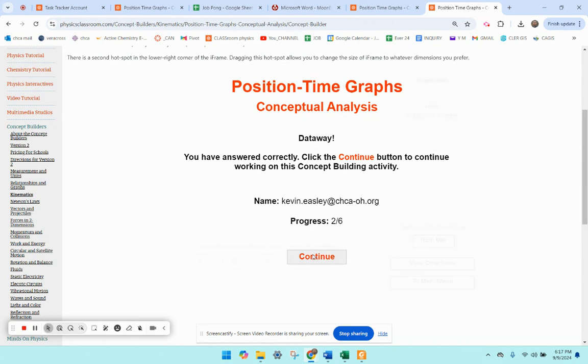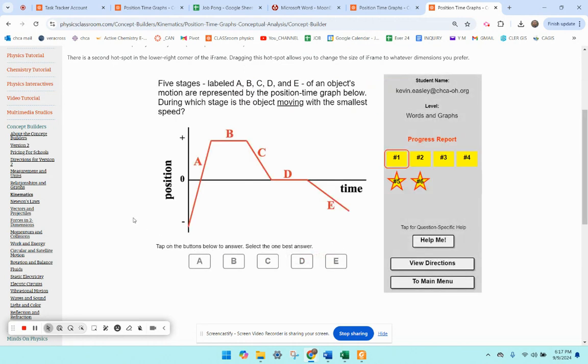Hoping to get to one of these curved questions. During which stage is the object moving the smallest speed? Ooh, this is a great question. So it says moving, so we know B and D it's not moving, but moving at the smallest speed. The steepness, if you will, of these slopes represents the speed, because time is going on the x-axis. So the more distance you change, that's on the y-axis, for an amount of time on the x-axis would represent speed. It might help to draw that here.